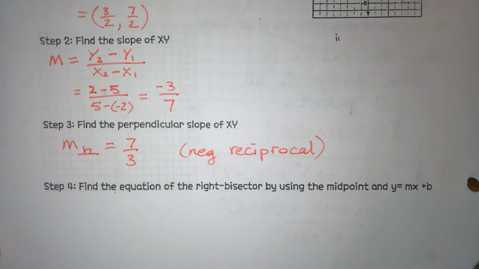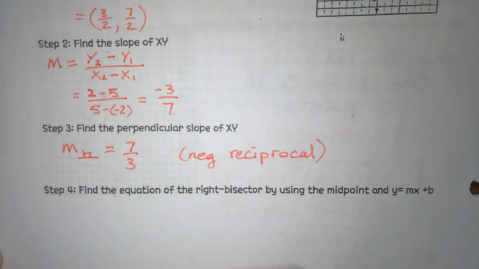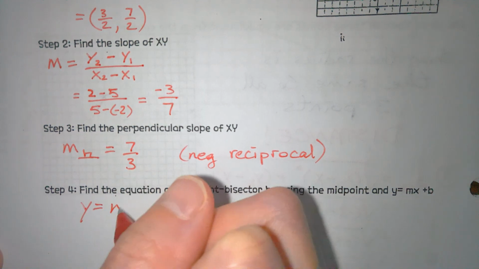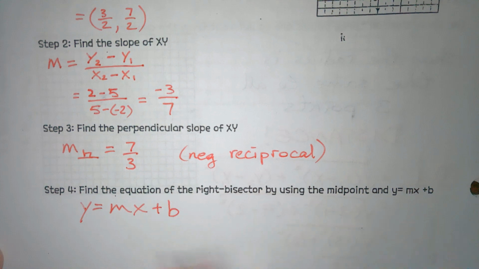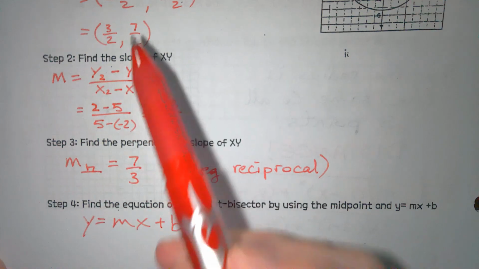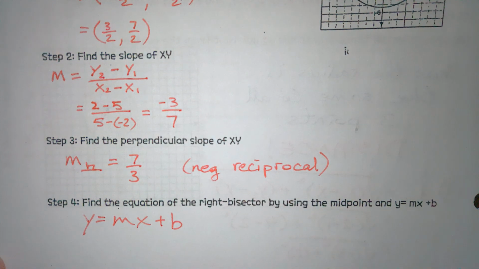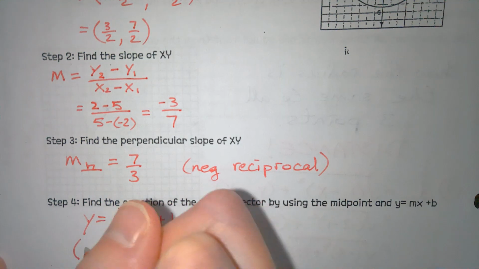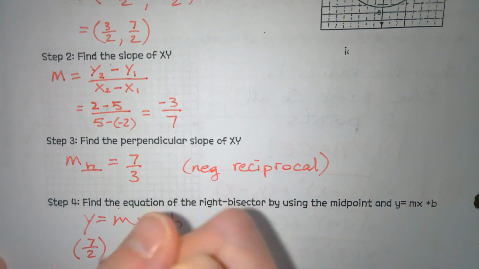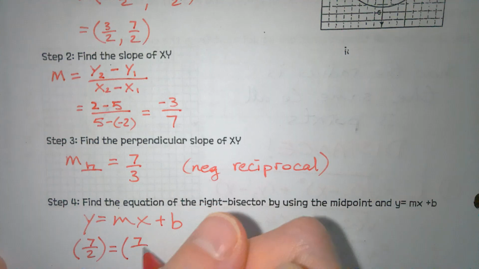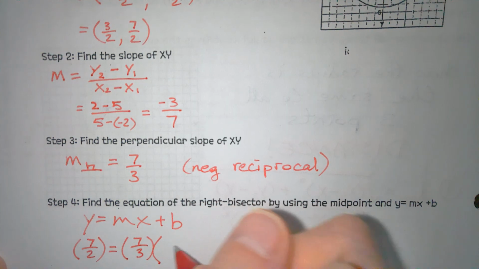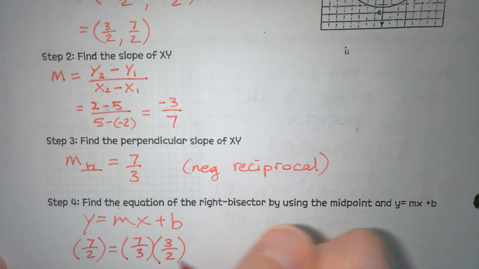Okay, so now let's find the equation. Y equals mx plus b. I'm going to use this slope. I'm going to use this midpoint. I'm going to sub it in here. So y is 7 over 2. M is 7 over 3. X is 3 over 2 plus b.